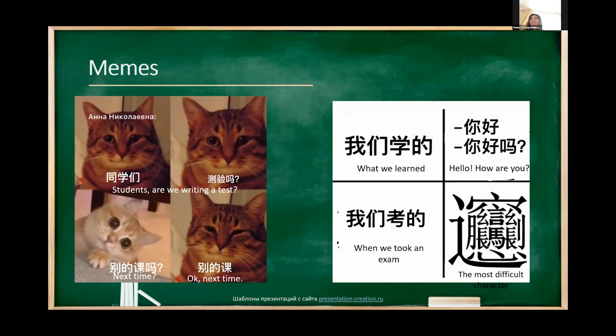The second meme was a reflection of our final test. They did not expect it was going to be such difficult work to do. Okay, thank you. Next one.